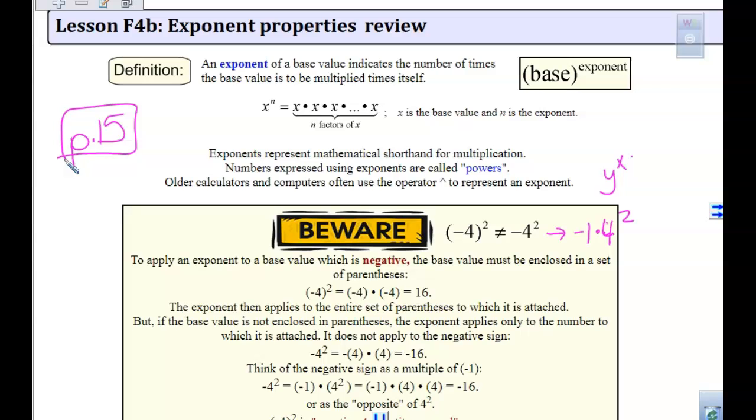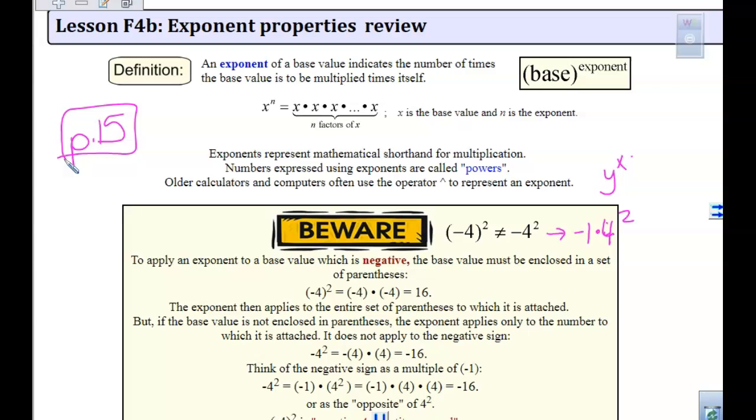Remember, an exponent of a base indicates the number of times that it's being multiplied. X to the n is telling us that there are n factors of x. Numbers expressed using exponents are called powers. So when you have a base and an exponent, we call that a power. So on the quiz, I ask you to leave it as a power.